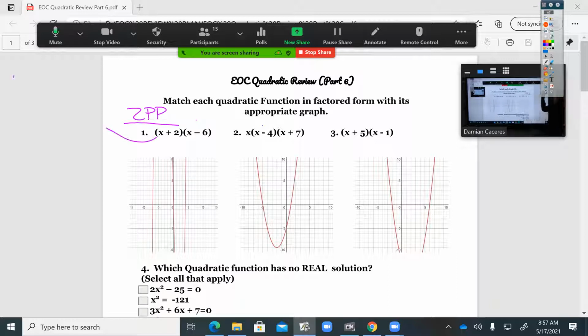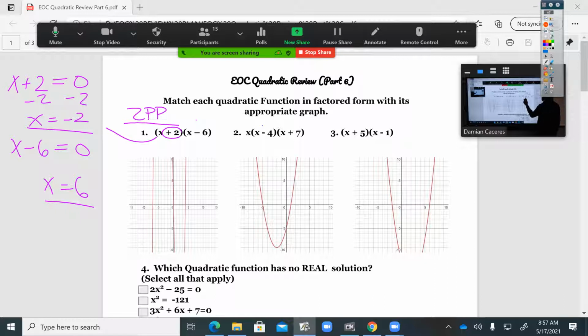All you do is get the factors, which are x plus 2 and x minus 6, and make them both equal to 0 and solve. If you solve the first one, you end up with x equals negative 2. If you solve the second one, you end up with x equals positive 6. So if you see plus 2, the solution is negative 2. If you see minus 6, the solution is positive 6. So you would just look for the graph that touches the x-axis at these two spots, negative 2 and positive 6.